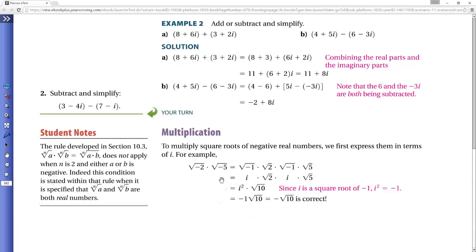So they show the process here would be, well, this is the square root of negative 1 times 2, square root of 2, which is i times the square root of 2, and this is i times the square root of 5, which ends up to be i squared times the square root of 10. Now i squared is equal to something. It's equal to negative 1. So we can perform that basically definition of i, and we end up with a negative square root of 10, or negative 1 times the square root of 10.